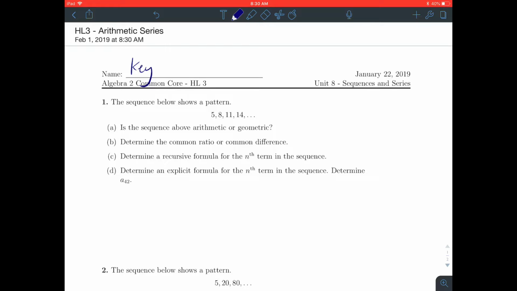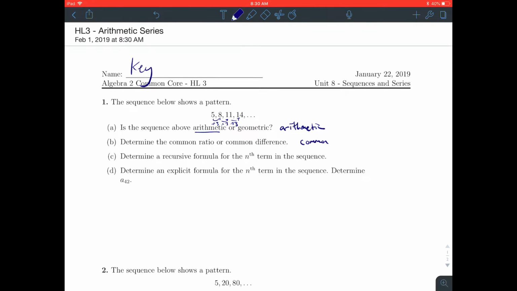So the sequence below shows a pattern. Is the above sequence geometric or arithmetic? Sorry, I read that out of order, but it's the same thing. So it looks like the pattern is plus 3 to get from each term to the next. Because it's additive, it's an arithmetic pattern, or arithmetic sequence. Determine the common ratio or common difference.